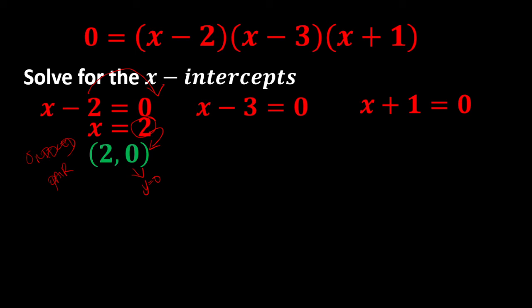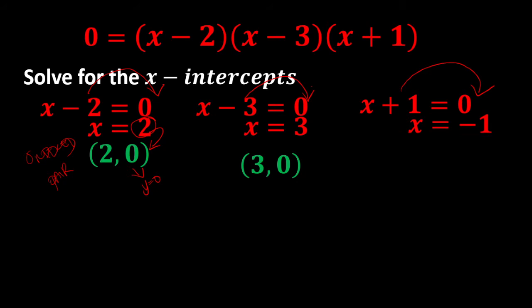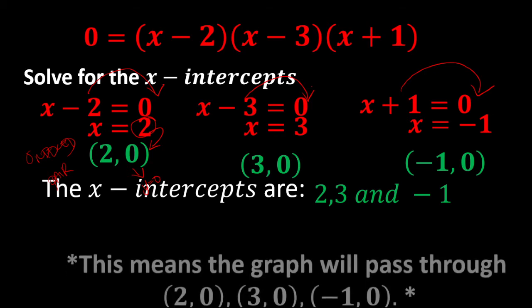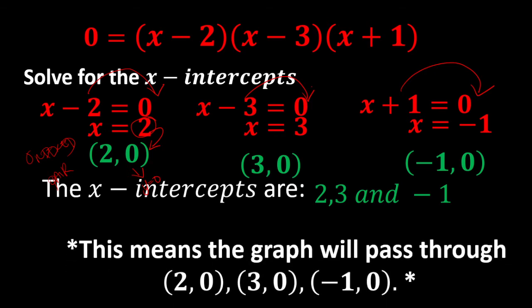Next, negative 3 is 3. So, the ordered pair of the given x-intercept is 3 and 0. Okay? And then, positive 1 to the other side will become negative 1. So, the ordered pair here is negative 1 and 0. So, therefore, the x-intercepts of the given polynomial function is 2, 3, and negative 1. And the graph will pass through the points 2 and 0, 3 and 0, negative 1 and 0.